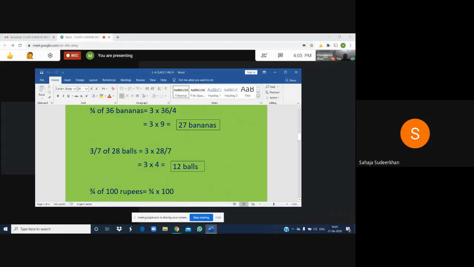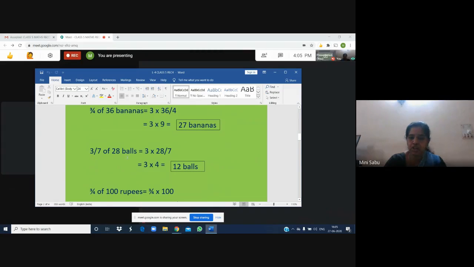Now we will try with the shortcut method only. Then 3 by 7 of 28 balls. So what will you do first? We will divide 28 by 7 using table. 7 4s are 28. You got 4 as the answer. That answer you will multiply by 3. So what will be your answer? 3 into 4 is 12 balls. Got it?